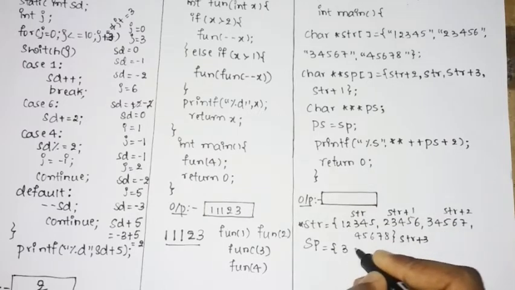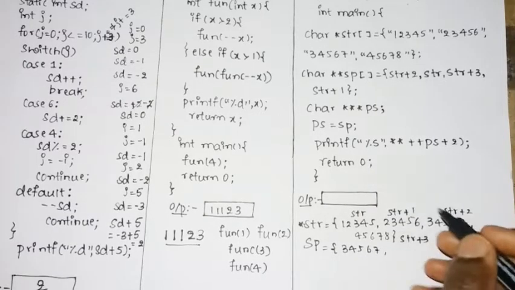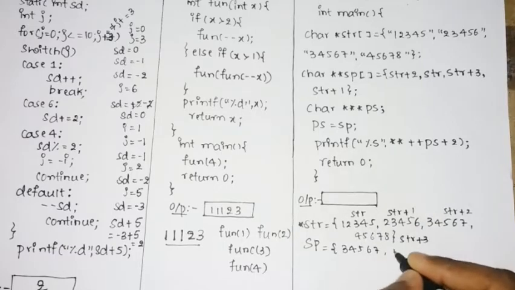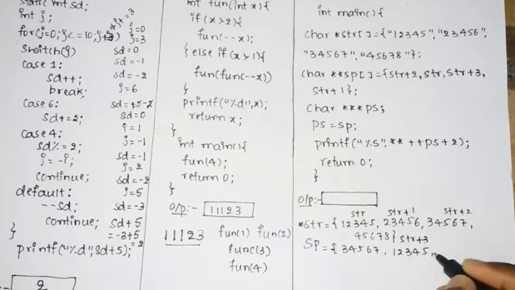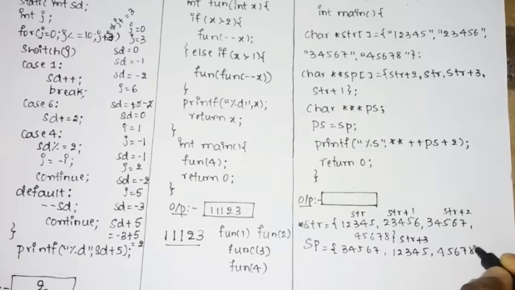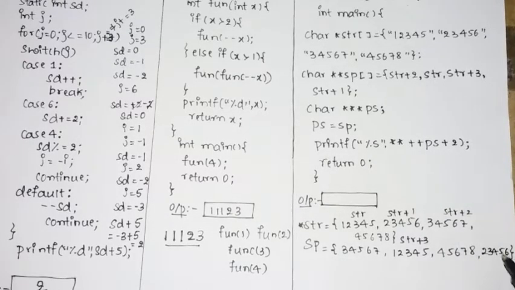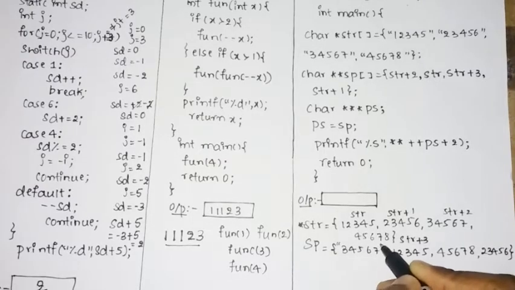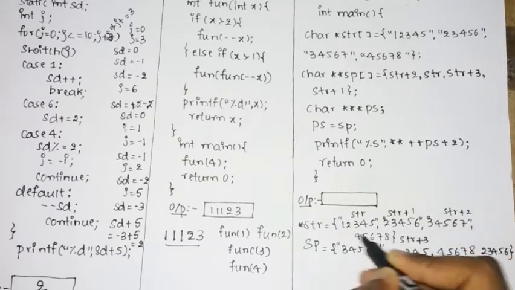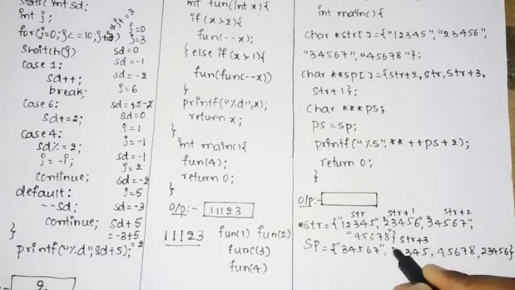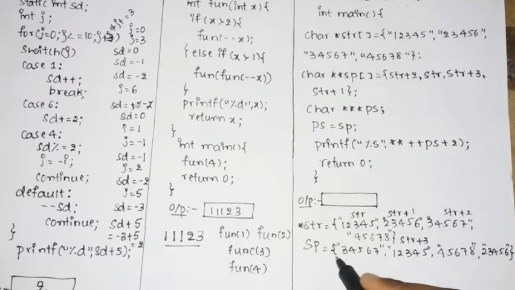It is 3 4 5 6 7, then after that str, which is nothing but 1 2 3 4 5, followed by str plus 3, which is nothing but 4 5 6 7 8, followed by the last one, str plus 1, which is nothing but 2 3 4 5 6. So this is the value which is pointed to, and these are strings enclosed within double quotes. These are the values which sp is pointing to.